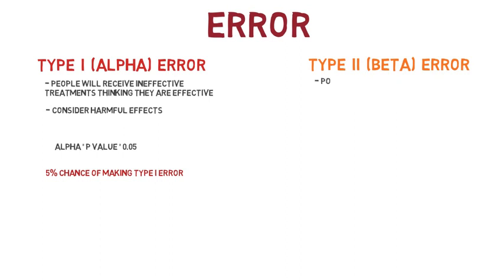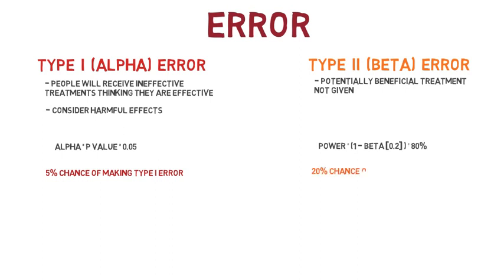In the case of a beta or type 2 error, the consequence is that a potentially beneficial treatment would not be given based on the results of a study with a type 2 error. Basically, you're falsely accepting the null hypothesis and you wouldn't give the treatment even though in reality it's beneficial. The chance of making a beta error can be reduced by increasing the study power. Power is equal to 1 minus beta, and power is typically set at 80%.